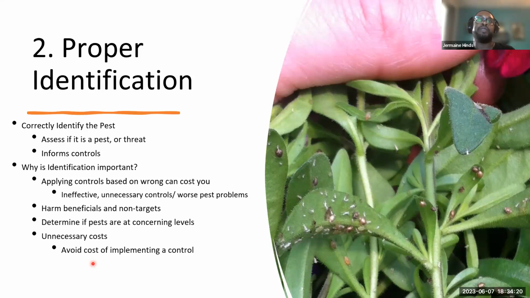If you go out there and spray the wrong pesticide for the wrong pest, it may not be effective, and you may inadvertently hit your non-targets like your beneficials. It could result in an ineffective control that you paid for, and it could worsen pest problems. It can harm beneficial insects. And proper identification helps determine if pests are at concerning levels, so you avoid unnecessary costs of that control.